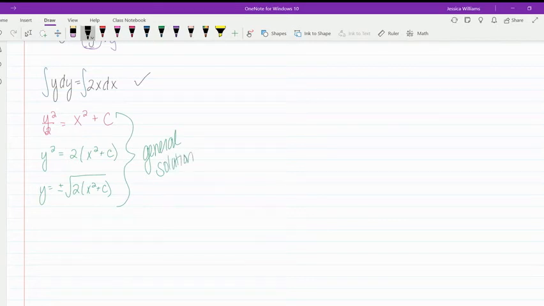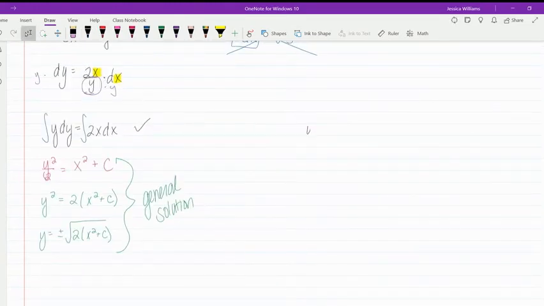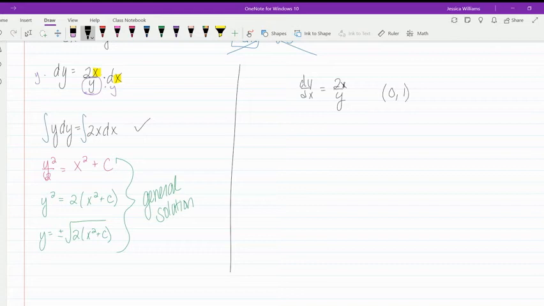I could give you the exact same question. Well, maybe I should write the question. I can give you the exact same question of dy dx equals 2x over y, and also give you a point that it goes through and say, hey, find the particular solution that also passes through the point (0, 1). So the process is the same.